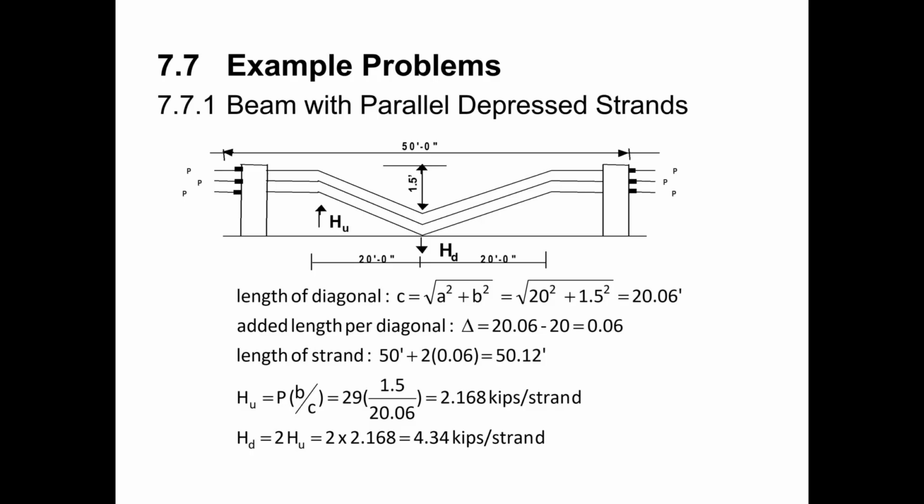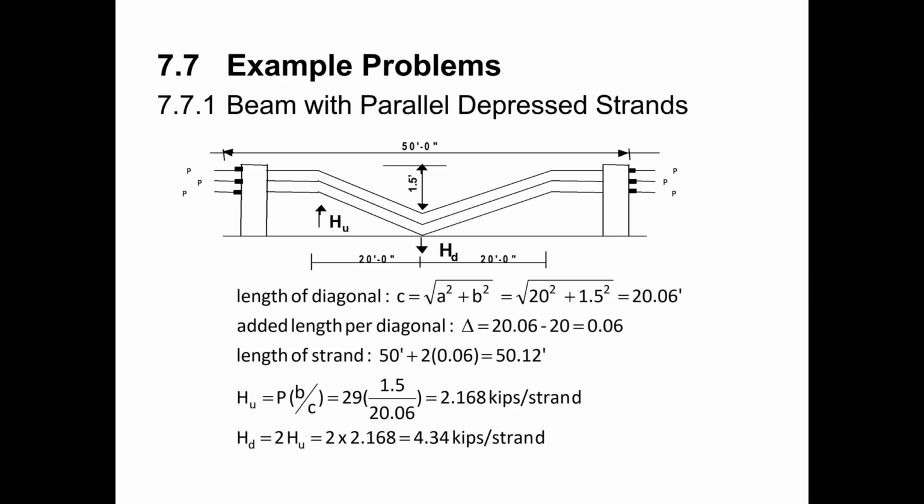So the length of our strand from chuck to chuck would be 50 feet plus that added length for our diagonal. We've got 2 diagonals. So our overall length would be 50.12 feet. So again, for the vertical force, we don't necessarily need that, but they're showing the calculation anyway, so that's fine. So let's look at our vertical force.